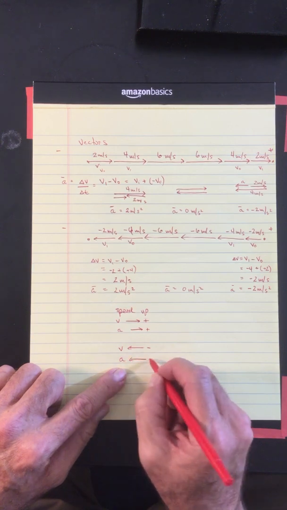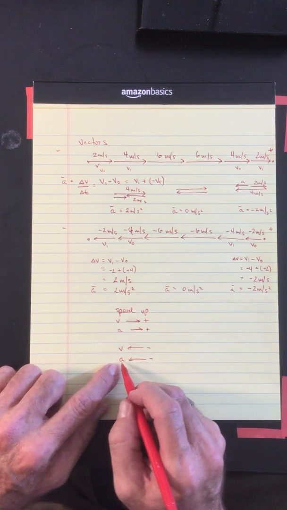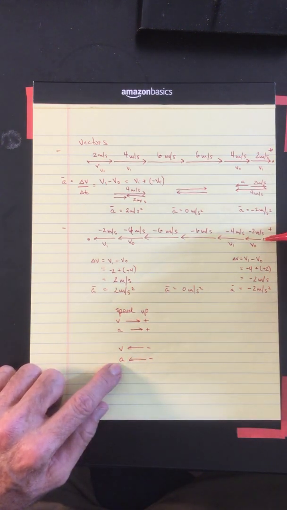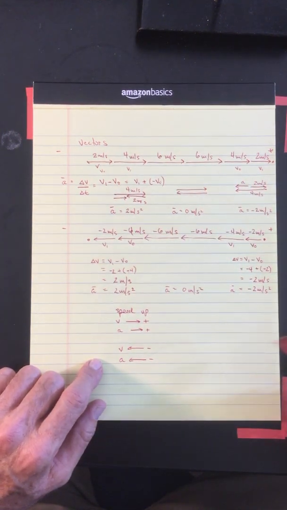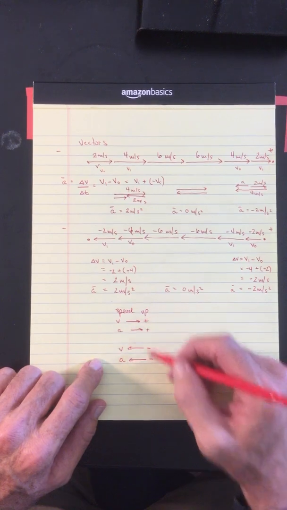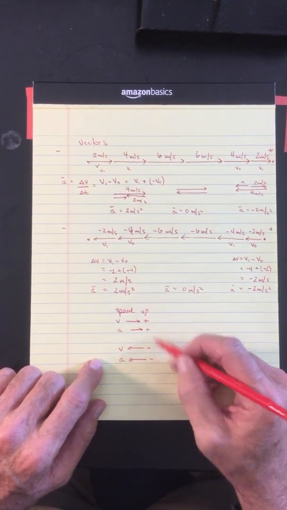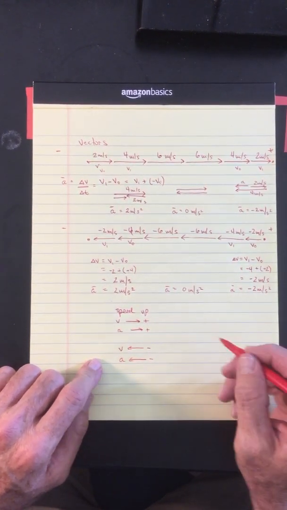I'll also be speeding up when I have velocity that's going in the negative direction and acceleration that's going in the negative direction. Where do I find that? That's where I'm right here. So to speed up, I have to have a negative velocity going in the negative direction. My acceleration also has to be negative. This is showing that when your signs are in the same direction, you're going to be speeding up.